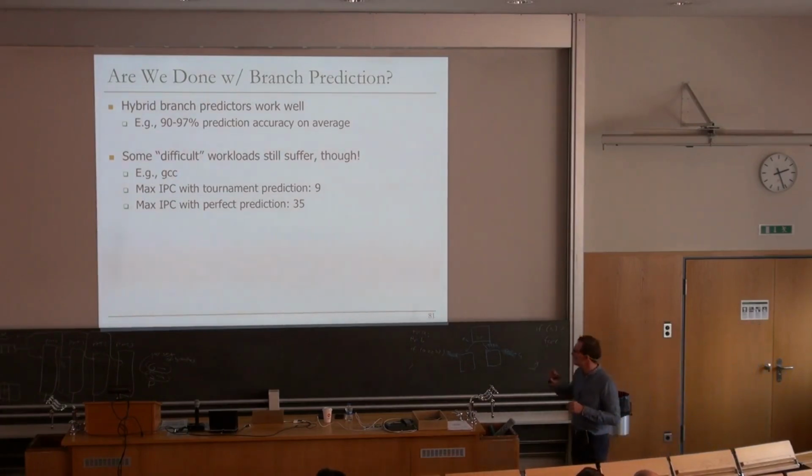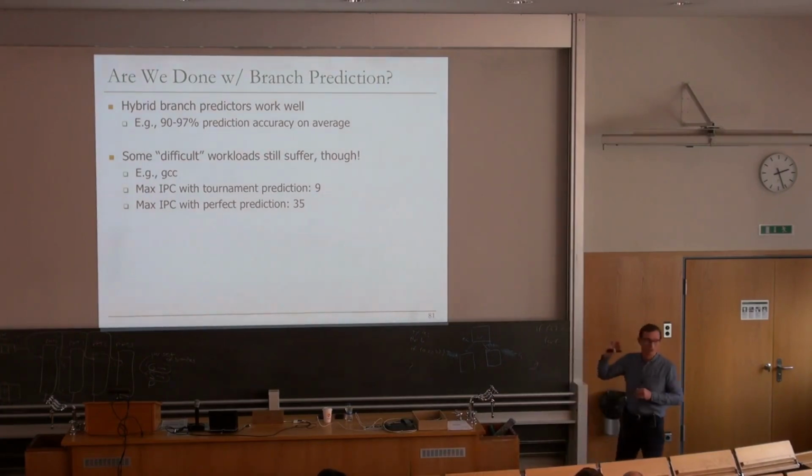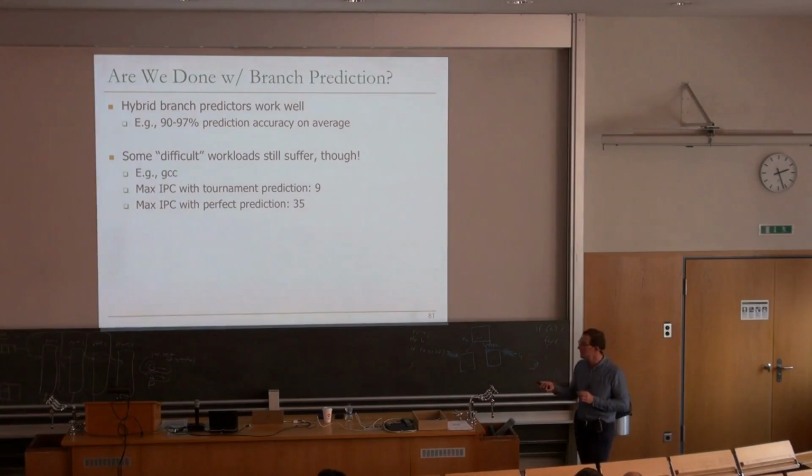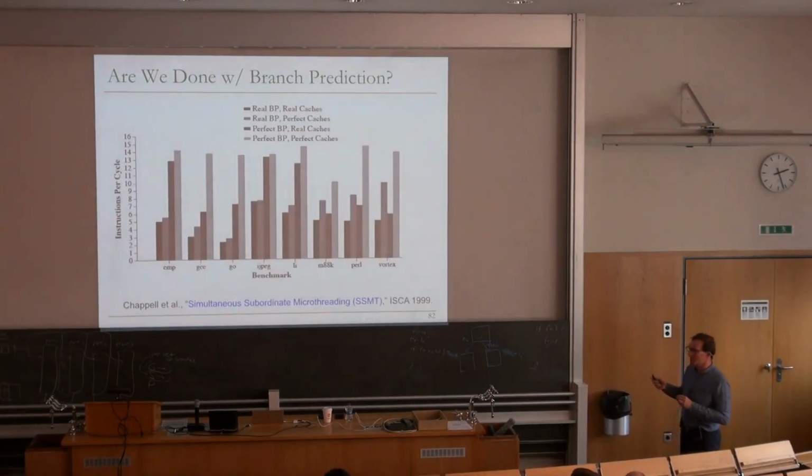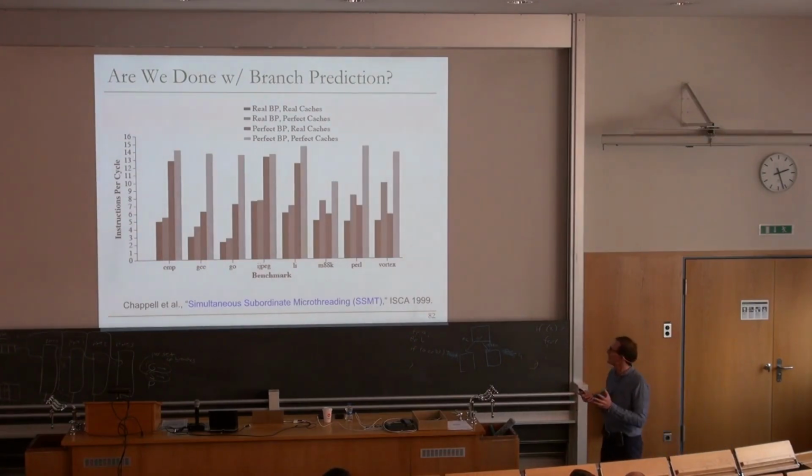It's always good to do these ideal studies. If I had a perfect predictor, what would my IPC be? And this is another example, actually. This is from another paper, which we may cover later on, which shows that it's not just the branch predictor.